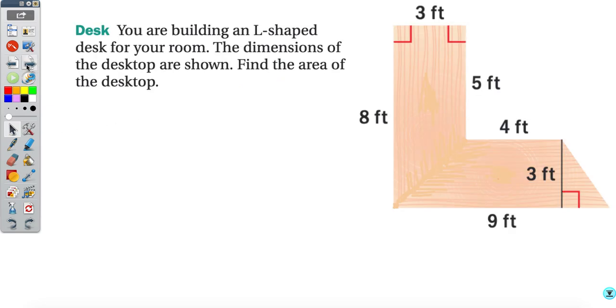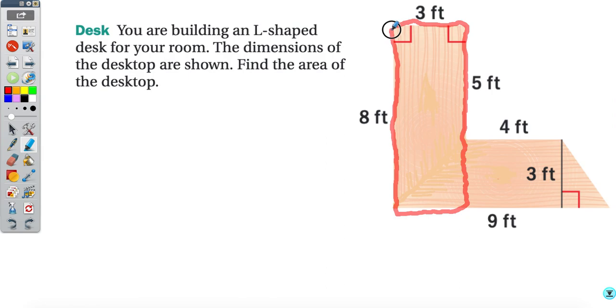So let's look at our first problem. You are building an L-shaped desk for your room. The dimensions of the desk are shown. Find the area of the desktop. So if we are looking at this, I'm going to start by breaking it into a rectangle going this way. So I need to find the area of the red rectangle. That's one of my shapes in my irregular L-shaped desk.